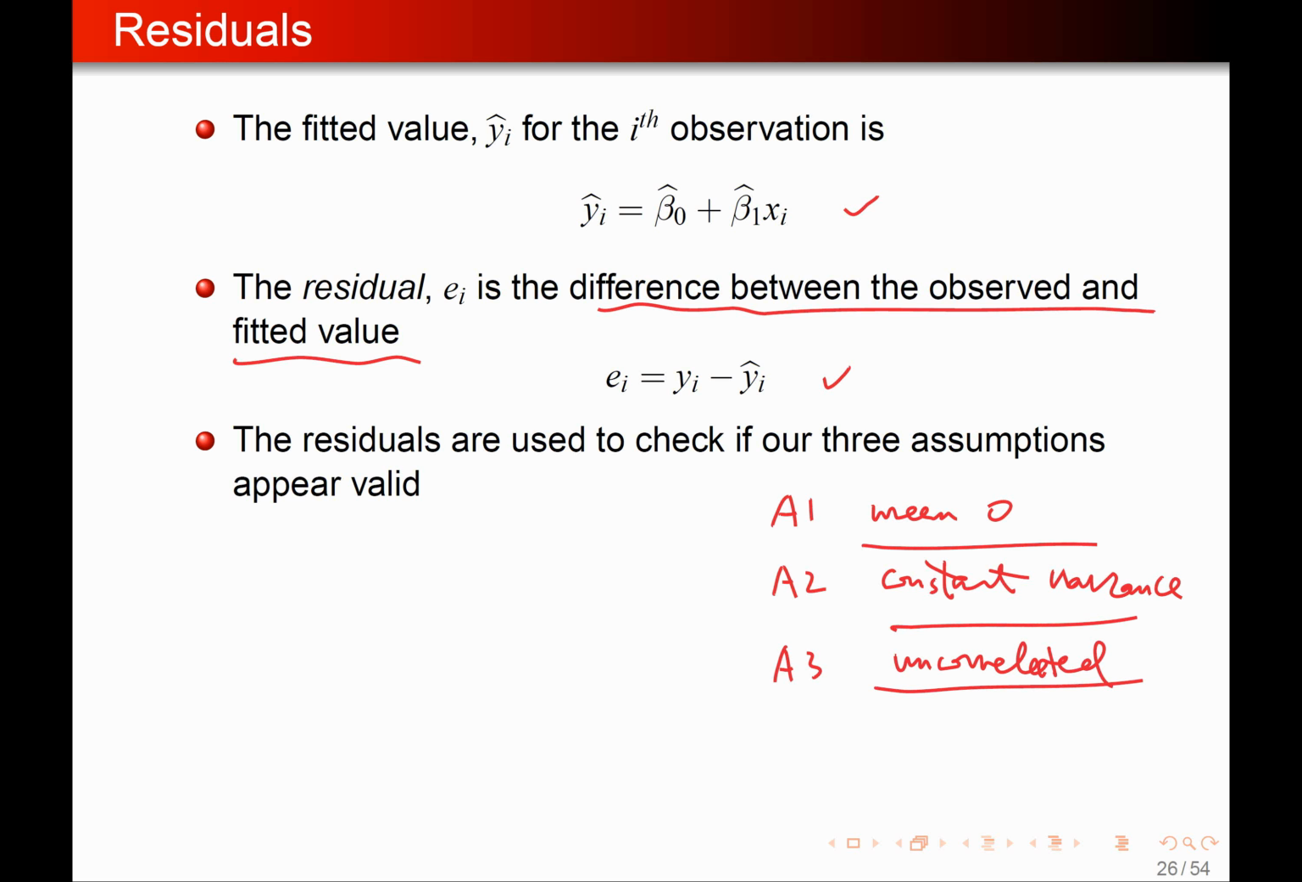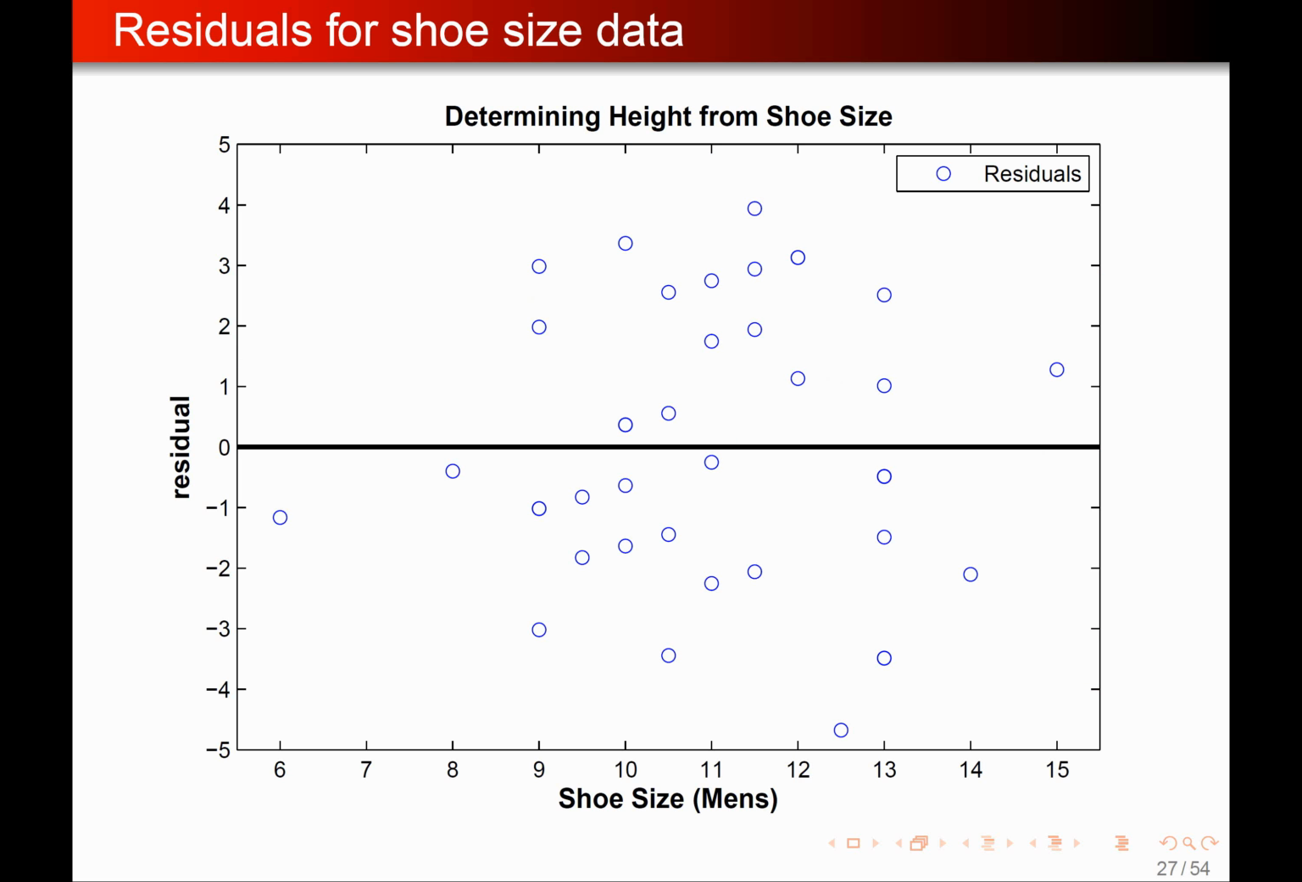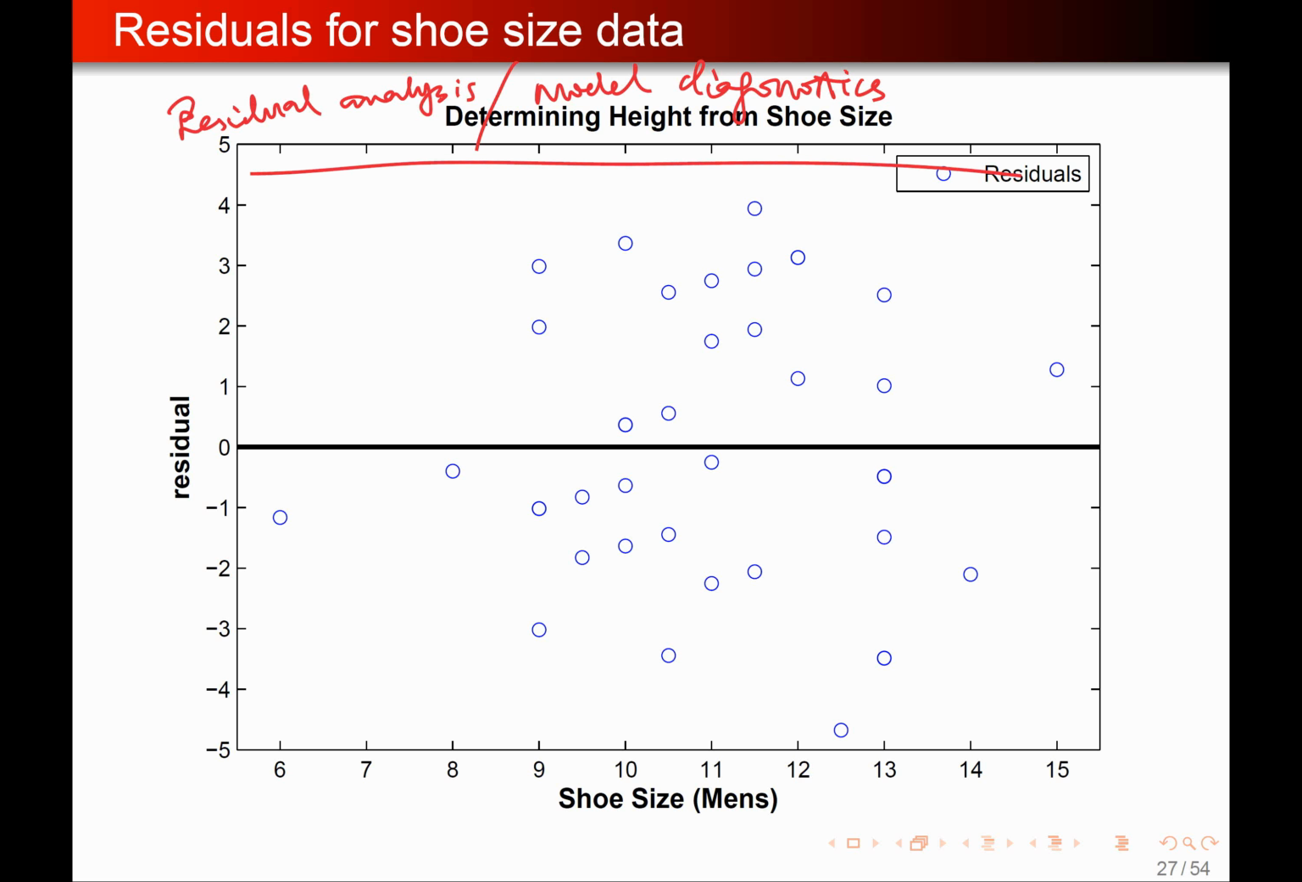So after we plot the residues, this is called residue analysis, which is also called model diagnostics. In model diagnostics, we check our residues to see whether the three assumptions are satisfied, so that we can see whether the model is valid or not. Here we can see approximately the mean is 0, approximately constant variance, and the data points are pretty random and not correlated.